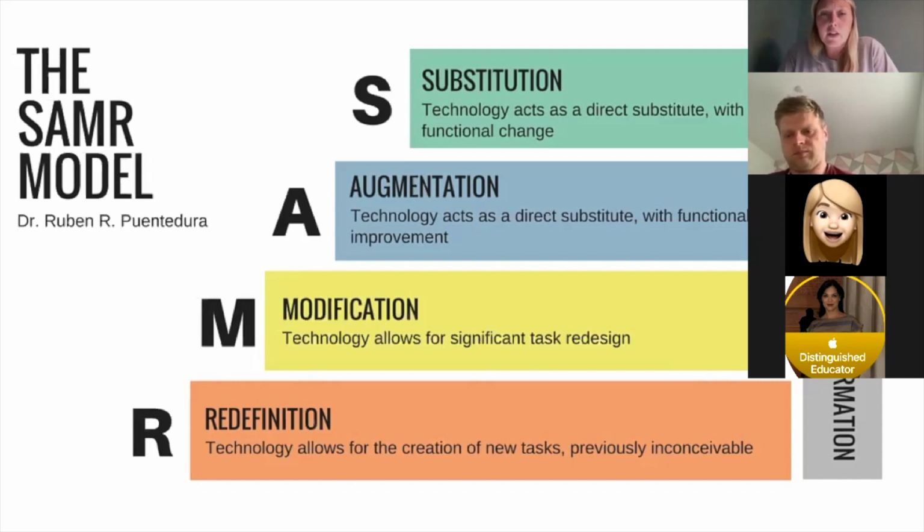Augmentation is when it acts as a direct substitute with some improvements. So again, potentially, if you looked at a textbook that's been turned into something digital, you can put a video in there, which you can't in a standard textbook. So there's functional improvement there. What we've been looking at today with the Julian Opie, I would classify in between augmentation, where it's a direct substitute, through to modification. So it's allowed for significant task redesign. It means that we've been able to create a digital piece of artwork, which we could have done on paper, but it allows for more complexity using the iPad. So maybe looking at the backgrounds and different things like that.